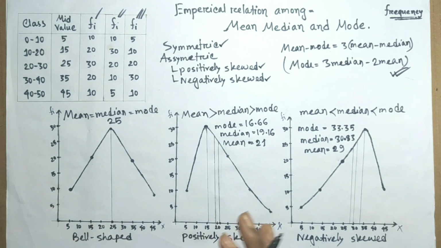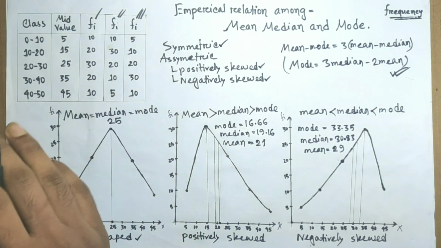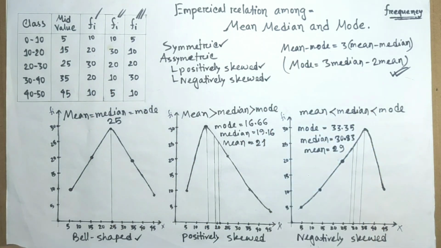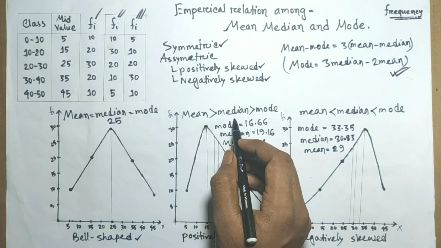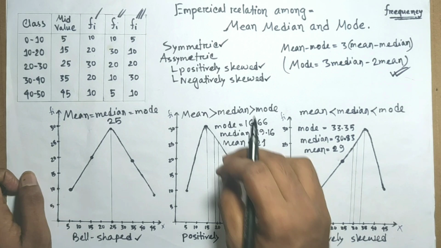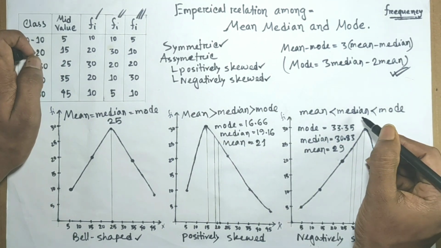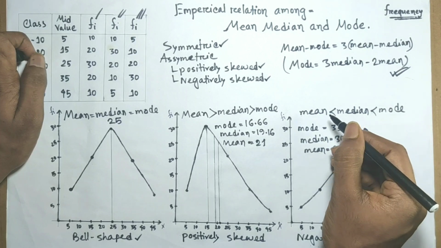For these relations, we'll have these 3 curves. For the symmetric relation, we'll have a bell-shaped curve where the mean is equal to the median and equal to the mode. For the positively skewed distribution, the mean is greater than the median, which is also greater than the mode. And for the last, the negatively skewed distribution or curve, the mode is greater than the median, which is also greater than the mean.